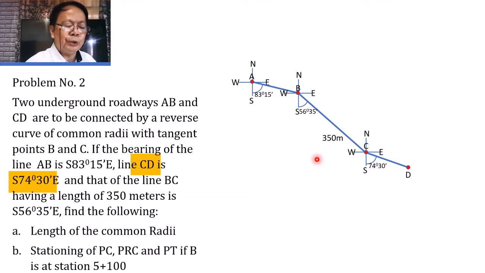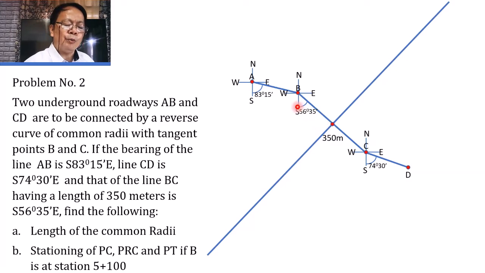So what do we do next? Let us find the different elements. We are to find the length of the common radius. So if we establish somewhere between B and C our point of reverse curvature, assuming it will be somewhere here, we then draw a line perpendicular to BC in order to understand where the centers of the curvatures of the reverse curvature will be located. We draw this line which is perpendicular to BC.